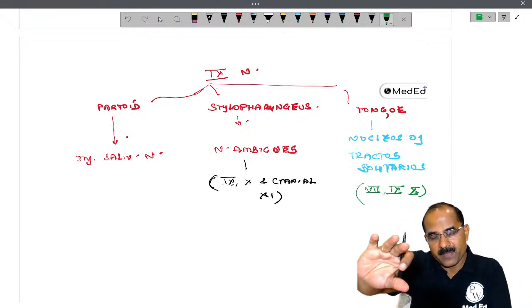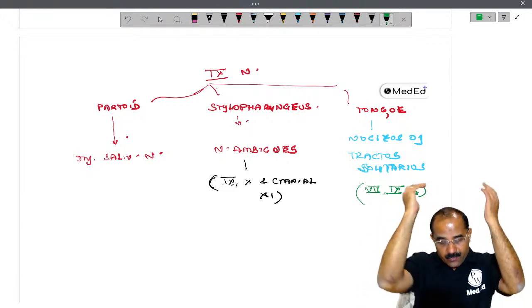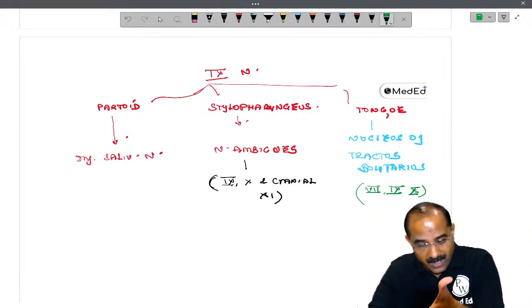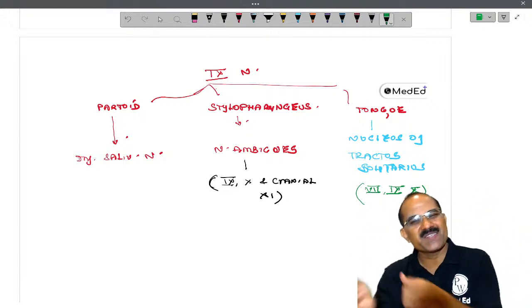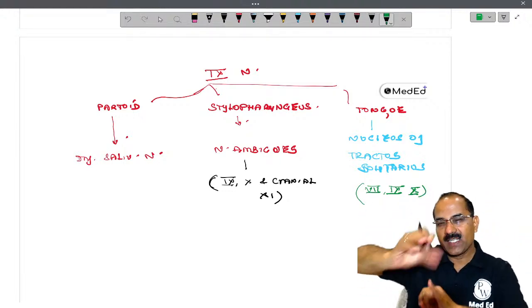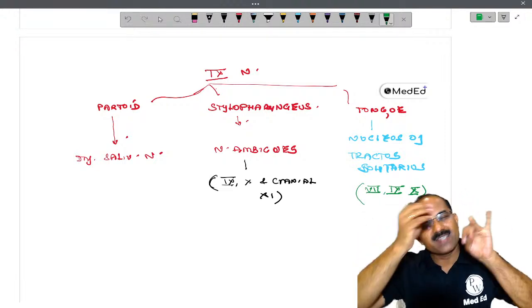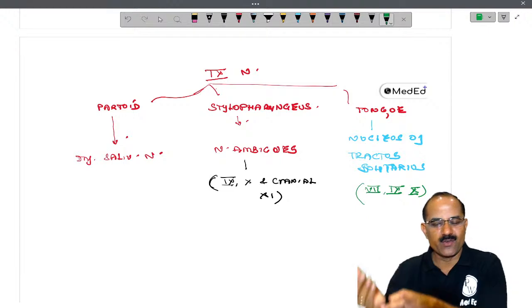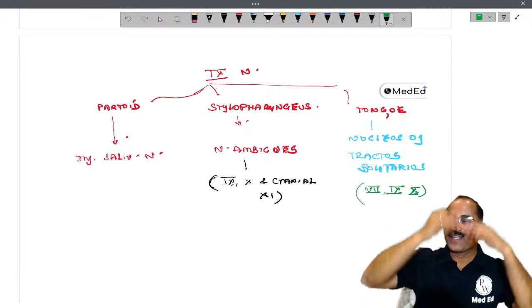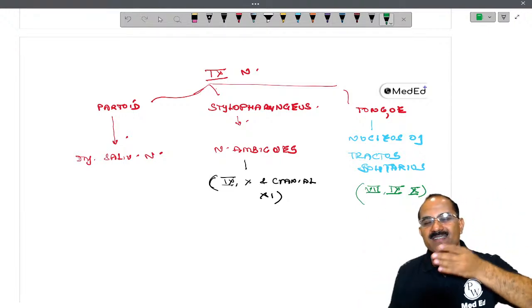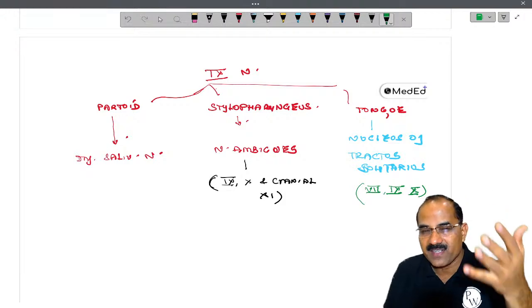समझ में आ रहा है ये आपको बच्चों? So glossopharyngeal nerve, what it supplies, वैसे उसके nucleus होंगे. Number 1, inferior salivatory nucleus supplies the parotid gland. Number 2, nucleus ambiguus supplies the stylopharyngeus muscle. Number 3, nucleus of tractus solitarius supplies the posterior 1/3 of the tongue.